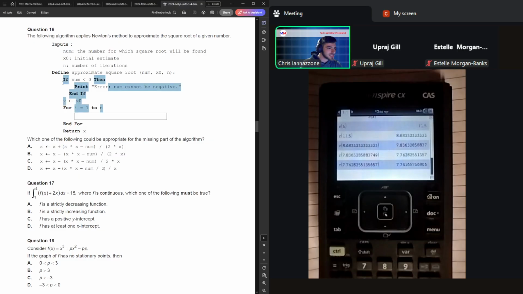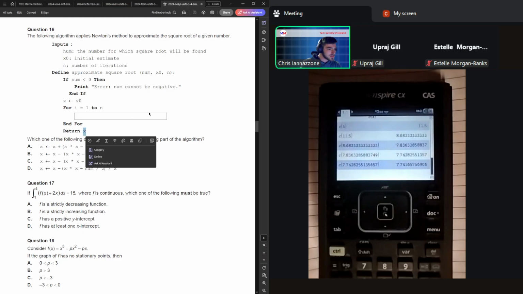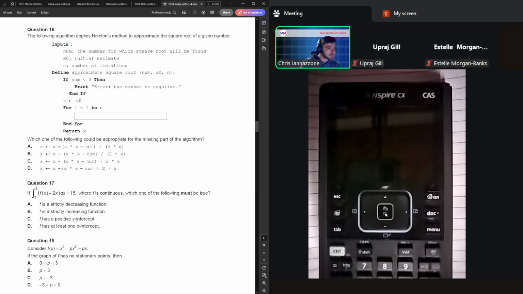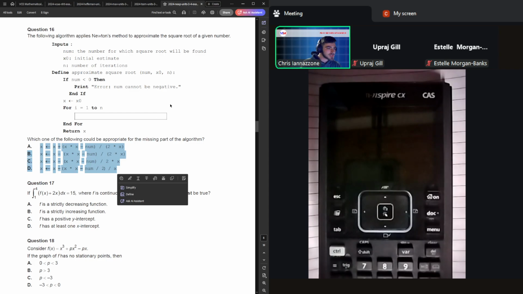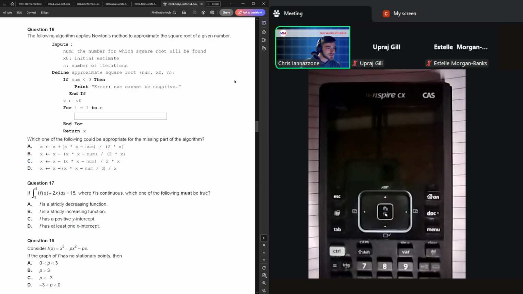And these indents are all over the place. x gets x naught, so whatever the initial guess is gets assigned to x. For i between 1 to n, we saw that before. It's just going to loop up until n, however many iterations you're doing. It does some magic, and then returns what the x is going to be. And so I guess what's happening here is we've got to figure out which of these operations gets us closer to square rooting the number. That's cheeky.